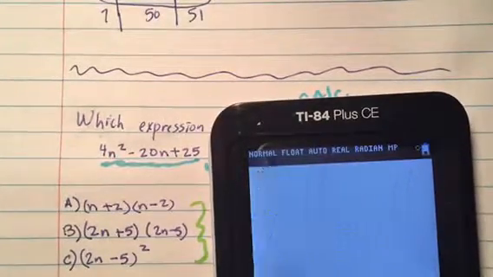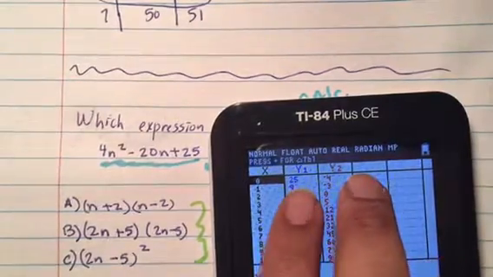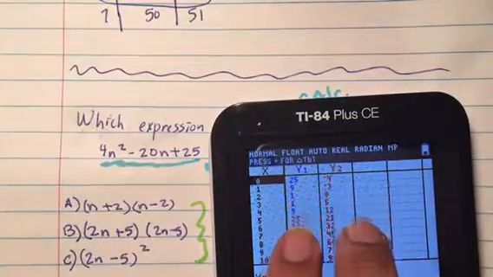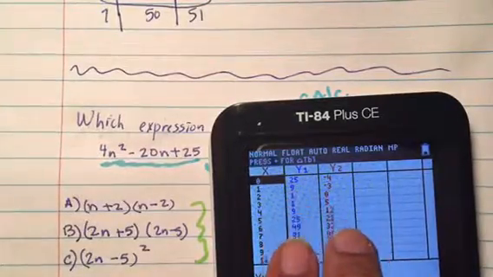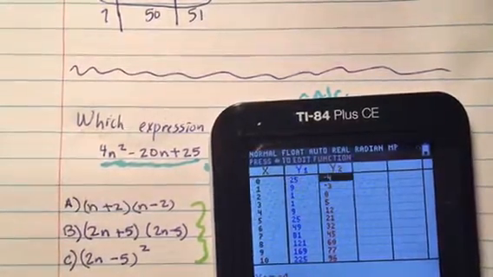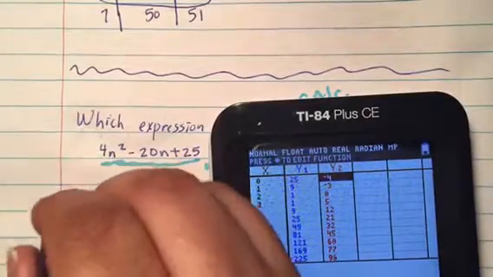Okay, so in order for this to be an answer, I need the y1 and y2 to match. So I need those blue and red numbers to match all the way down. And they don't, so that's not my answer. So, not A.